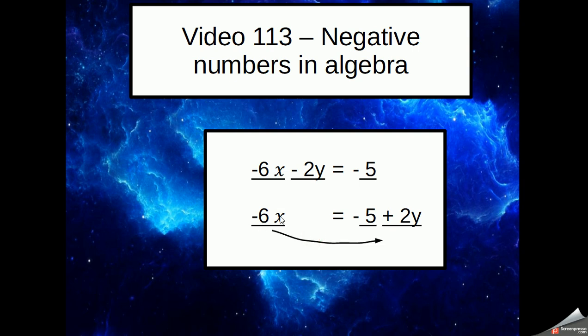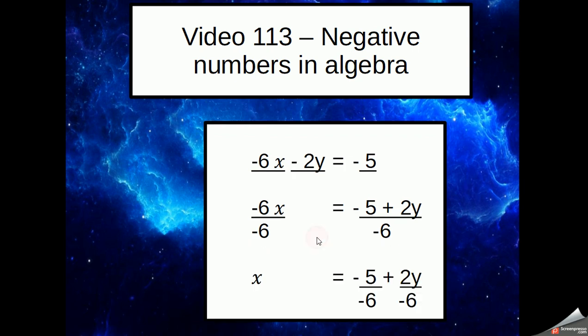Now, to get rid of the 6x, I didn't do this before, but now I'm going to put x as a subject on its own. And to do that, because we've got minus 6 times x, we're going to move the minus 6 underneath. So everything on this side has to be divided by minus 6.